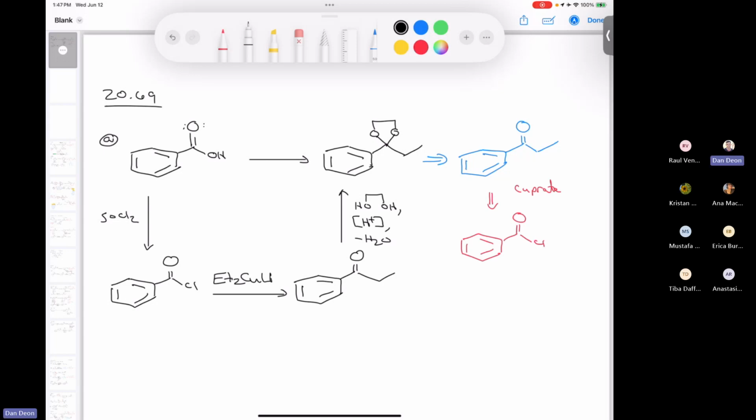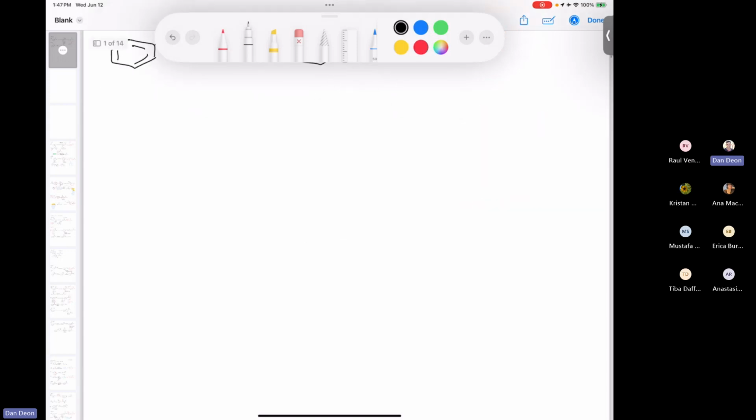Okay, next one involves the Schiff base. When was the last time you thought about a Schiff base? I don't know, a couple of months ago.